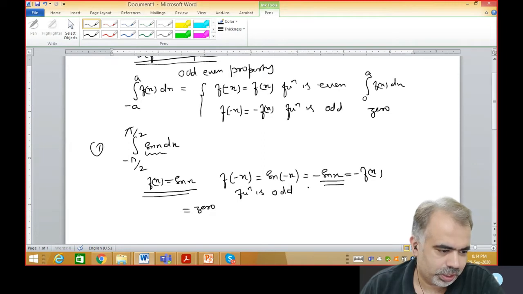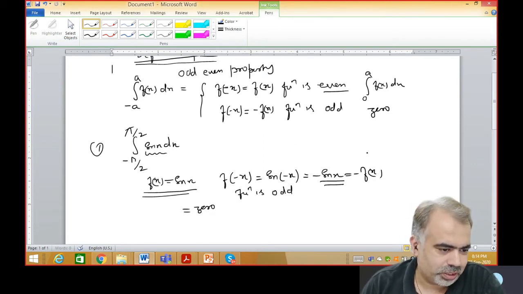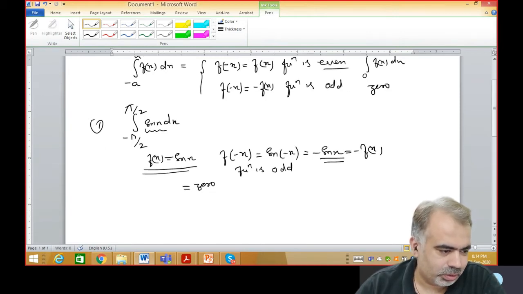See, this is a very important and very interesting thing. We need not do the integration here unless the function is even. So if the function is odd, the answer is 0. Now let me quickly see another question on the basis of this. Let us suppose we have the integral from minus pi by 2 to pi by 2 of cos x dx.